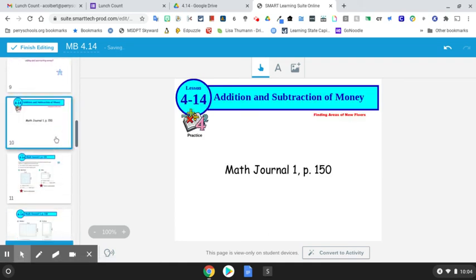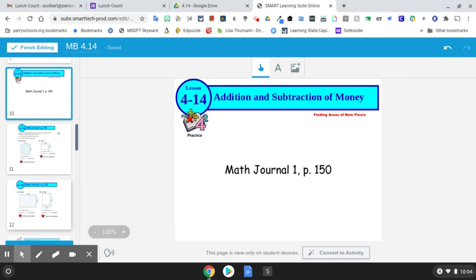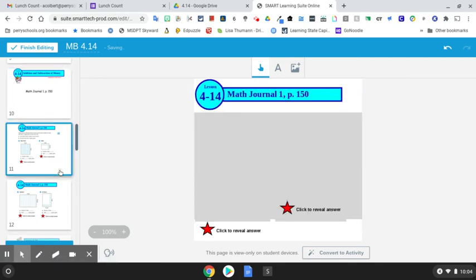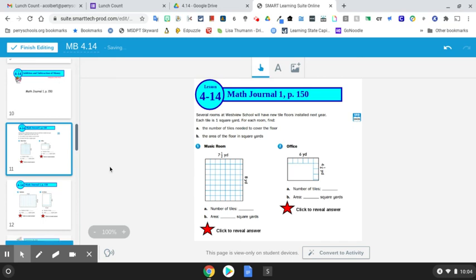So a little activity here we can do is page 150. This is nothing to do with money and decimals, but it is a nice review of looking at area. This time it is with fractions. So it's a good practice of multiplying fractions and whole numbers. So you will see that this extra activity is on page 150. We've got several rooms at Westview School. We'll have new tile floors installed next year. Each tile is 1 square yard. For each room, you're going to find the number of tiles we need and the area of the floor.